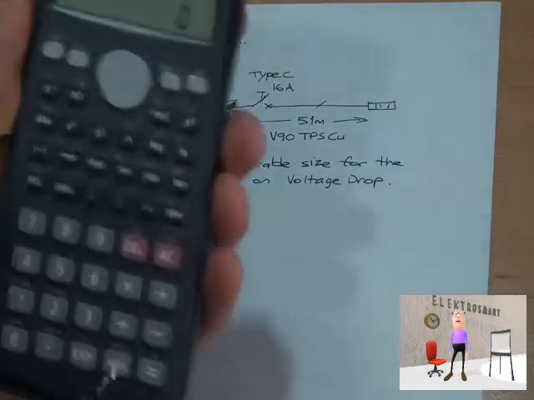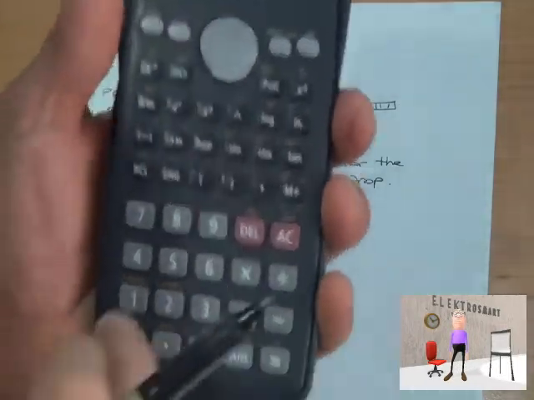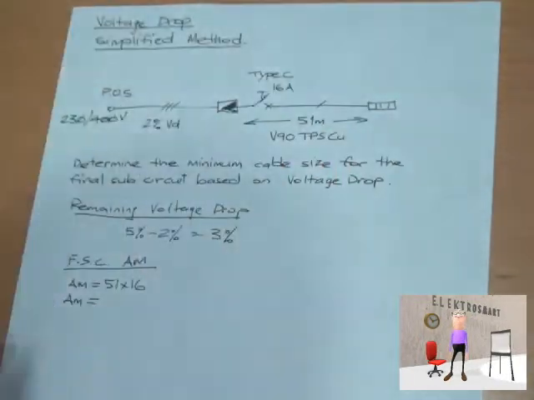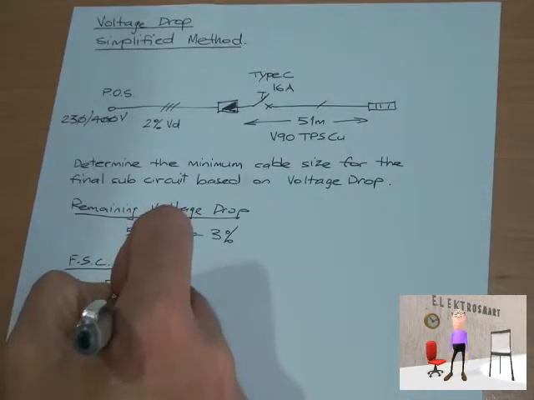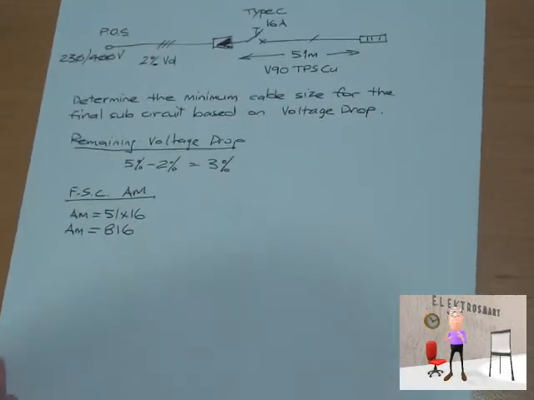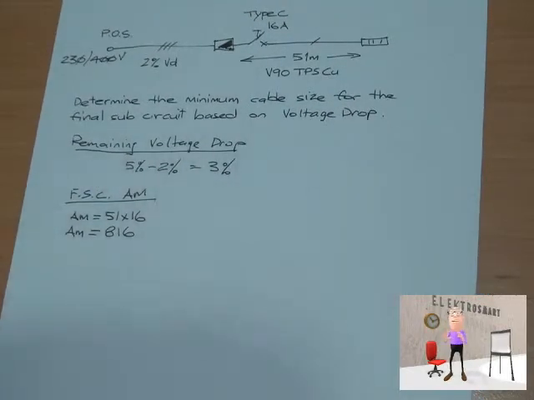Okay, so 51 times 16, if you needed your calculator to do that, simply go 51 times 16, which gives us 816. So that is the required amp meters for the circuit. Alright, so what we need to do now is, because table C7 shows the values of the cable in amp meters per percentage voltage drop, we need to convert the amp meters and the available percentage voltage drop into a value that we can collate with table C7.